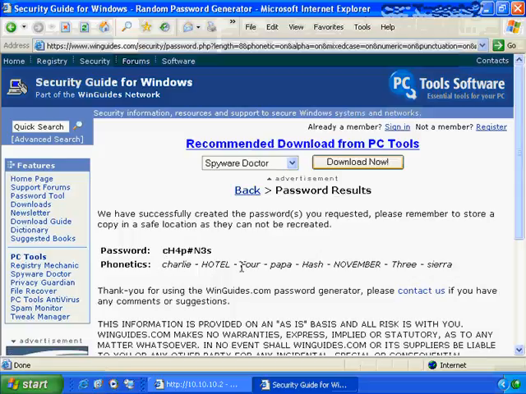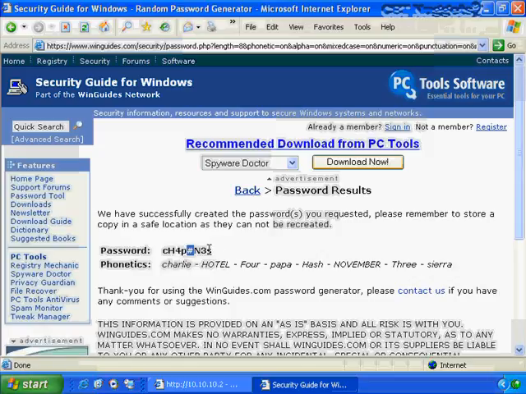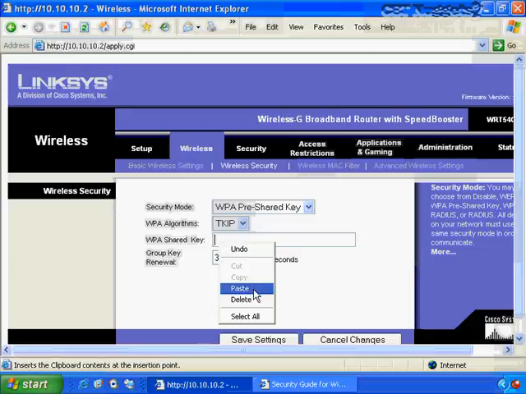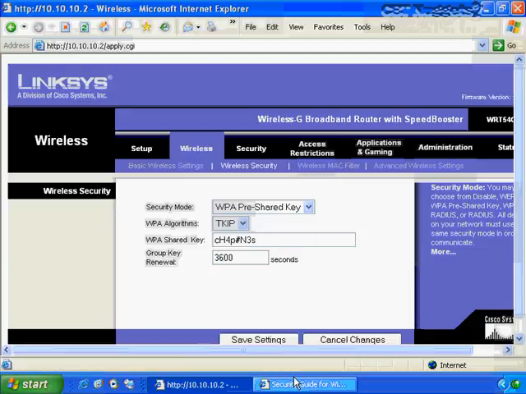And it's given out in phonetics like this so that you can easily identify it. Charlie Hotel four Papa Hash November. I feel like I'm an Army Ranger or something like that. But anyway, you just take your password and copy it out here. And you can put it into wherever you want to place it for your security. And of course, I'd actually use more characters than that, but it's easy enough to generate with this security guide for Windows.